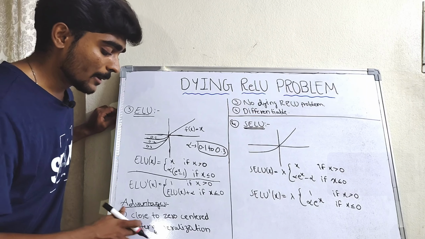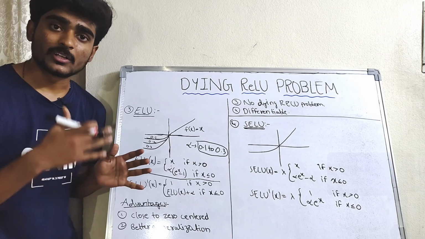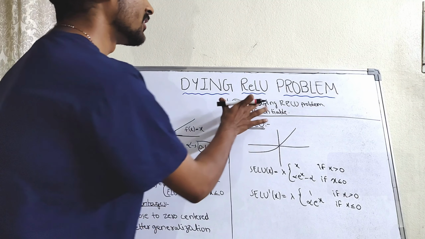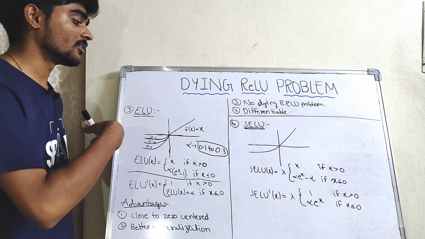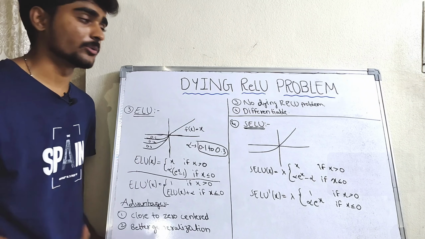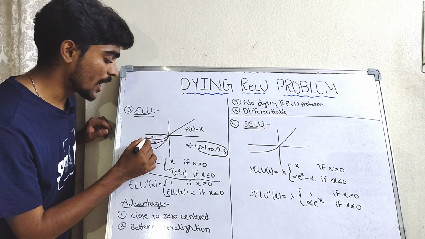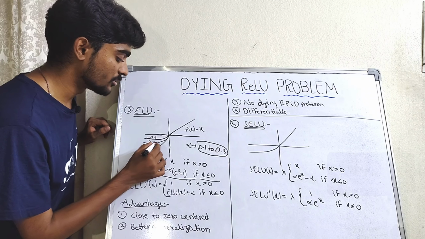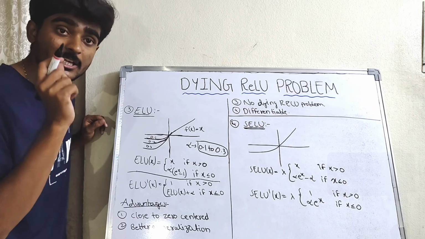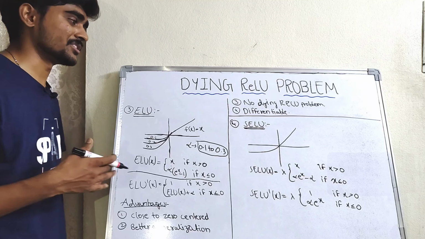Second is better generalization. This ELU activation function performs well on the test data. The third is no dying ReLU problem, as there exist positive values as well as negative values. Fourth is differentiable. When you see the graph of the ELU activation function, it is a continuous graph, so it is differentiable at any point. This is the fourth advantage of the ELU activation function.